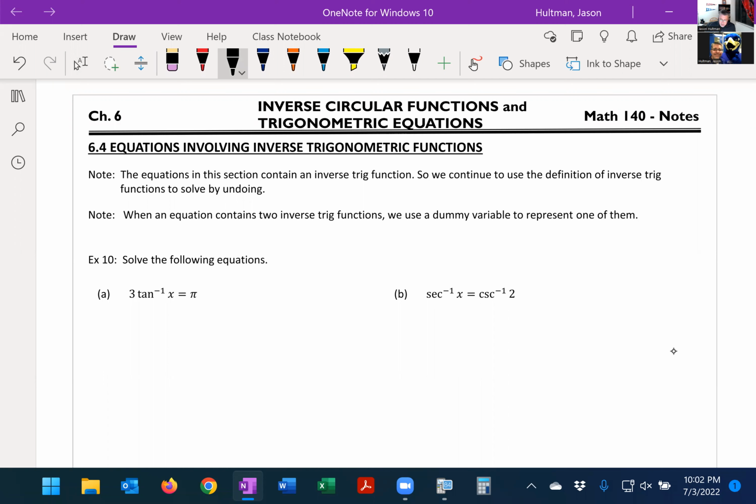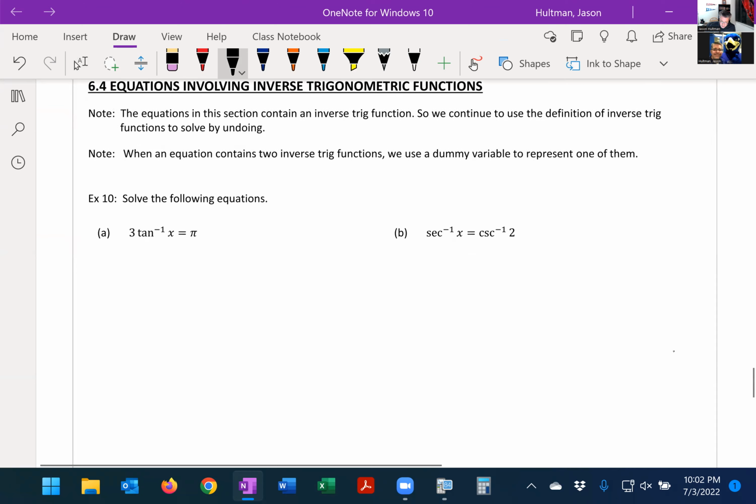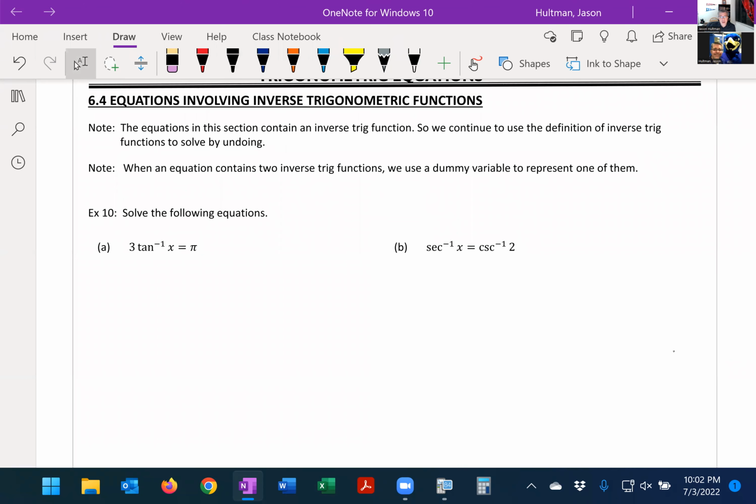Okay, because they're inverse trig functions, they're only going to have one solution. So keep that in mind. The range of this will only have one solution, the value for x. Not like the two solutions or multiple solutions we had before. We only have one solution.